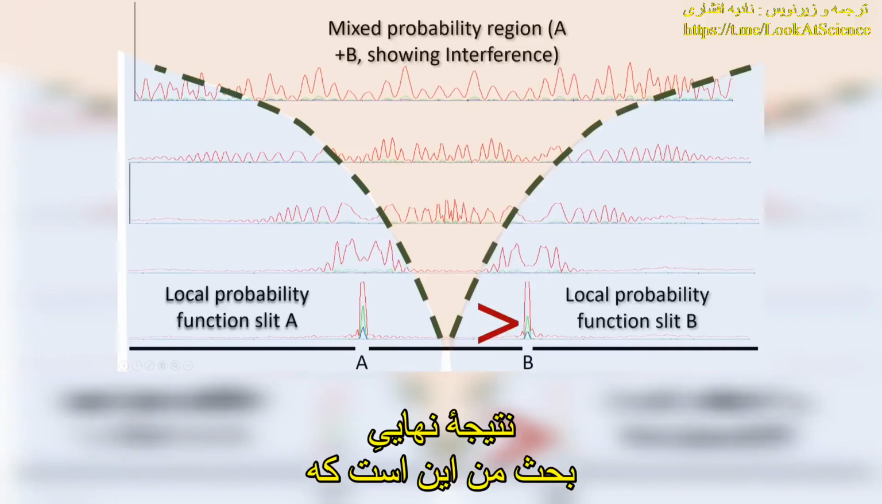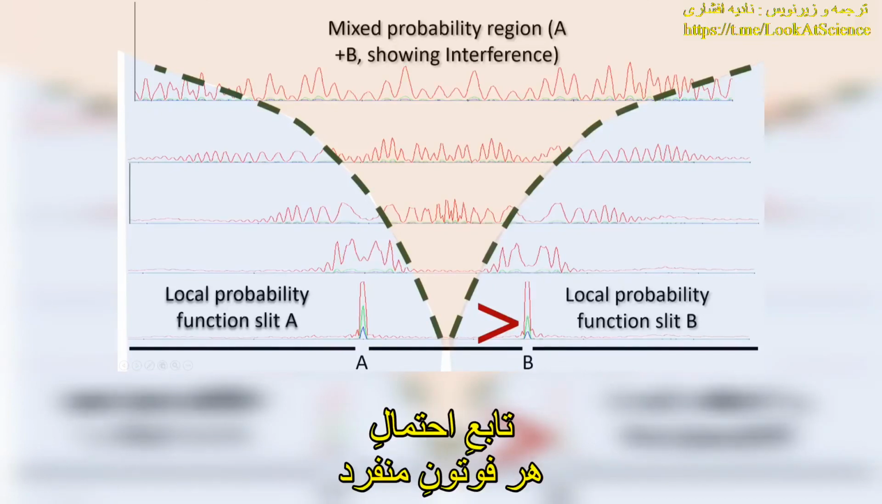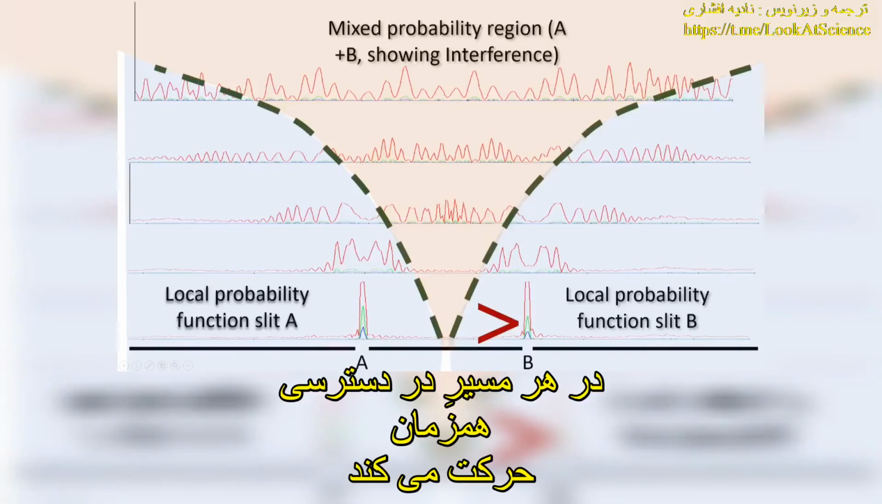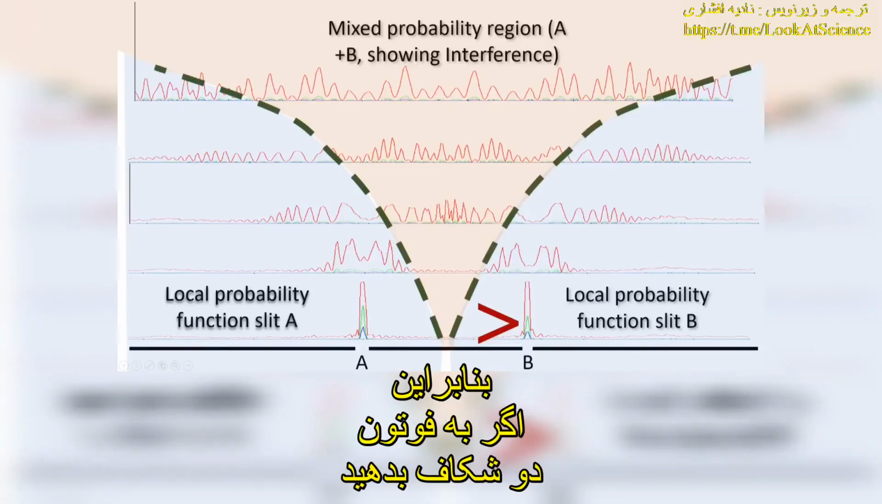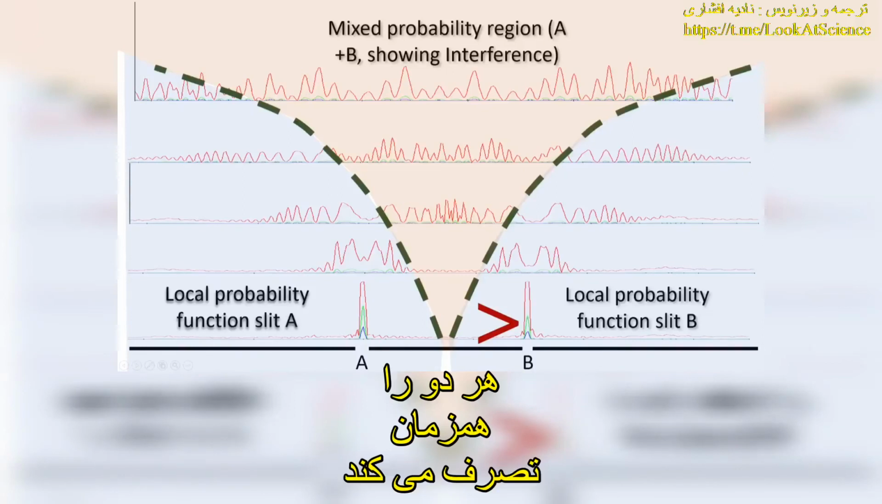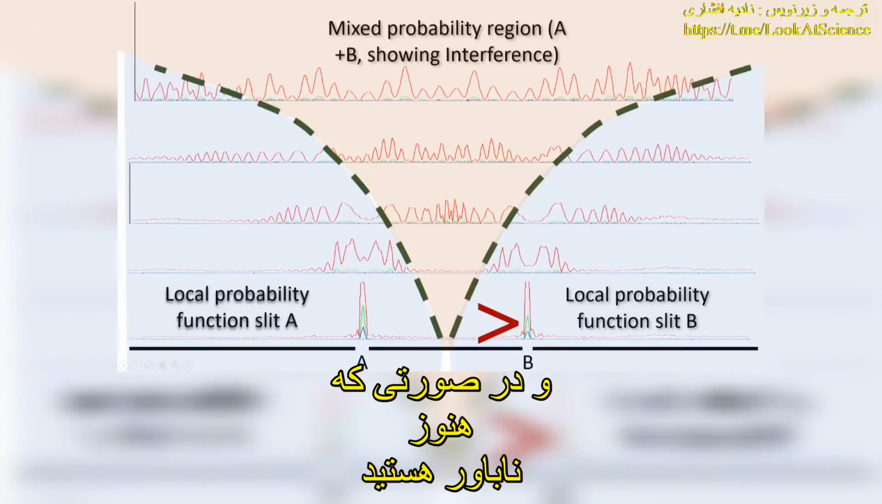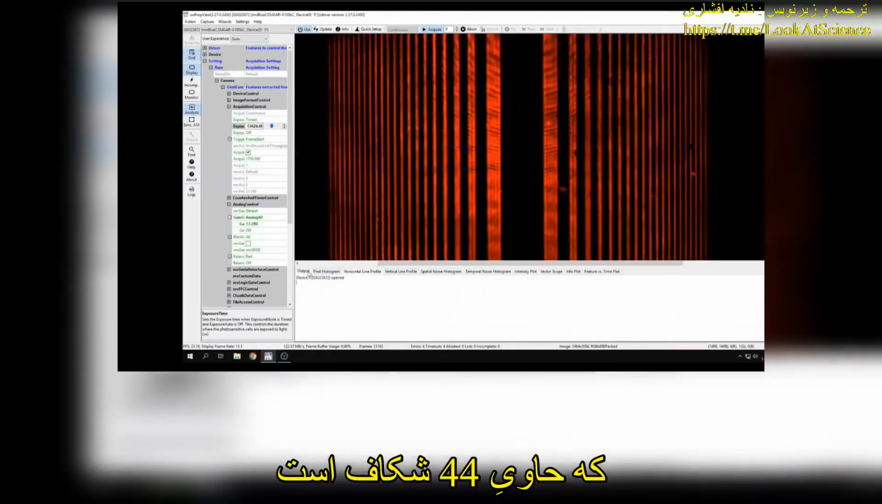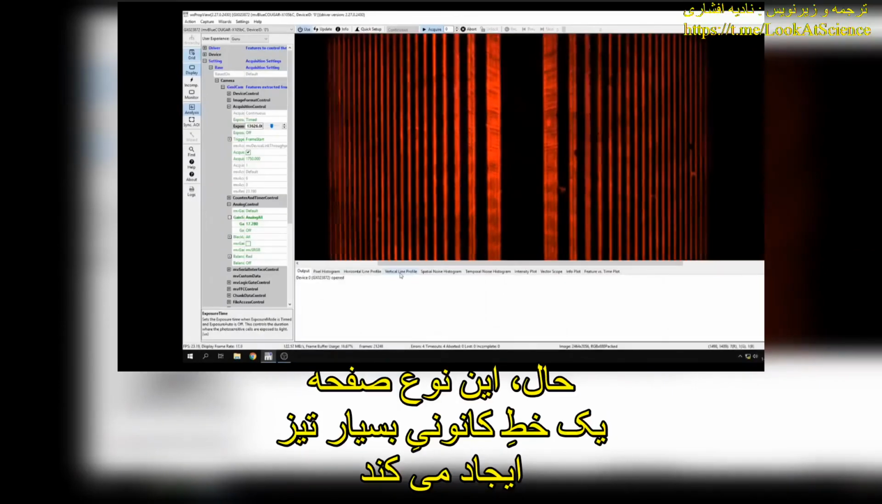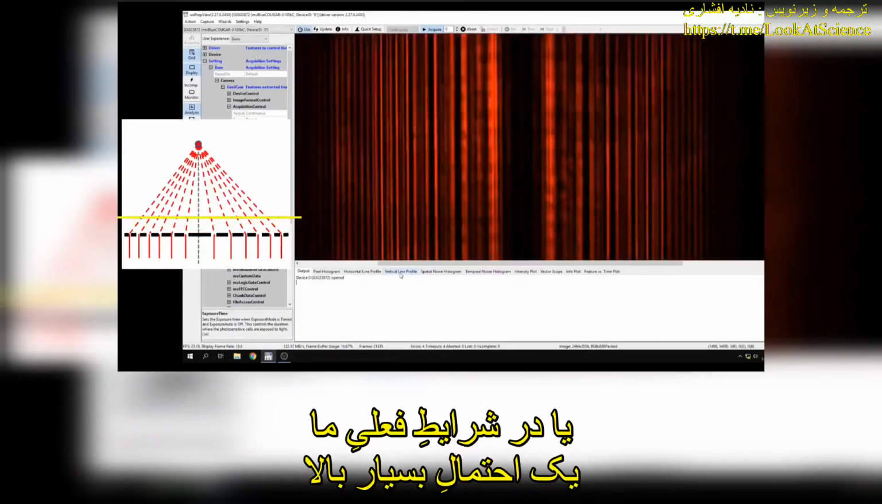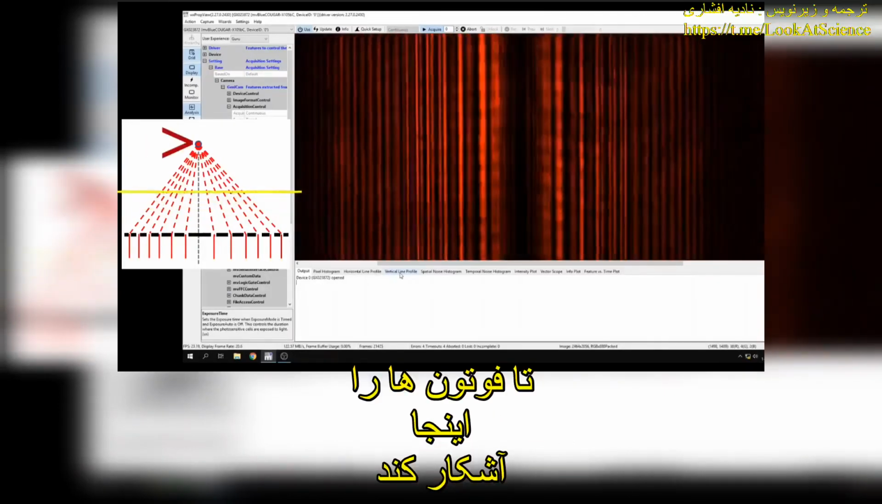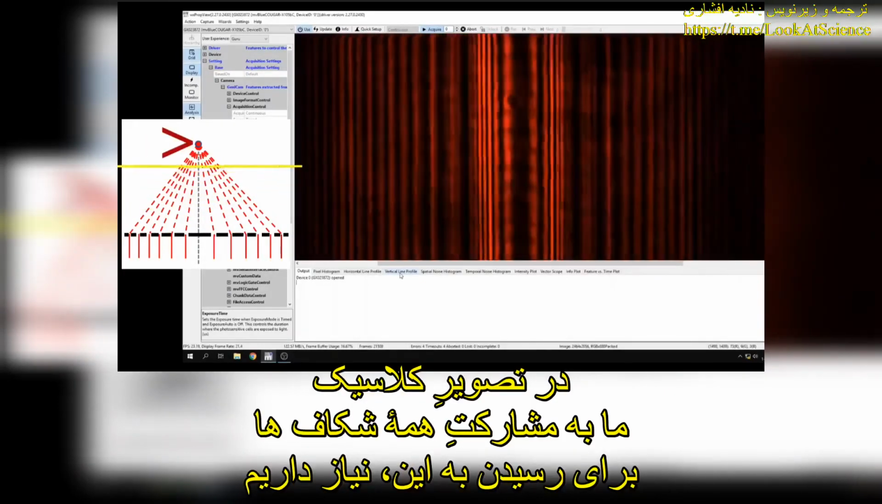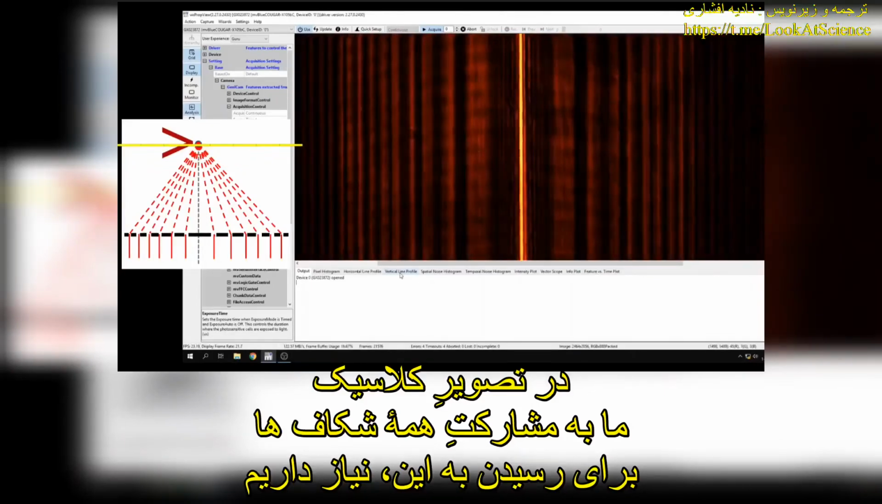The bottom line of my argument is that the probability function of each individual photon will travel along every path available simultaneously. So if you present it with two slits, it will take both at the same time. And in case you're still in disbelief, let's confront the photon with this linear zone plate containing 44 slits. Now, this type of plate creates a very sharp focal line, or in our current context, a very high probability to detect photons here. Now, in the classical depiction, we need the contributions of all slits to achieve this. So, what do you think happens if we send an individual photon through this pattern?